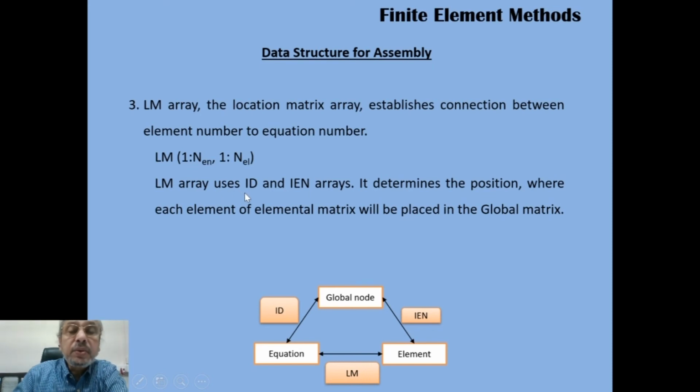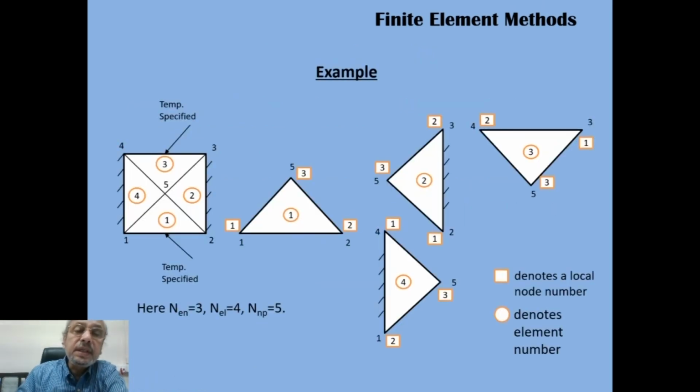So the LM array uses the ID and IEN arrays. It determines the position where each element of the elemental matrix will be placed in the global matrix. So the relationship is established through these arrays. This is the global node, this is the equation, this is the element. These two are connected by the LM array, these two are connected by the IEN array, and these two are connected by the ID array. Now we'll take a very easy example.